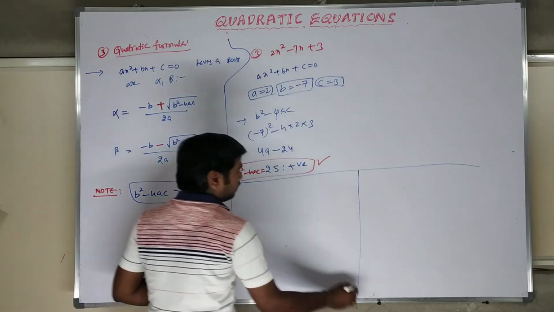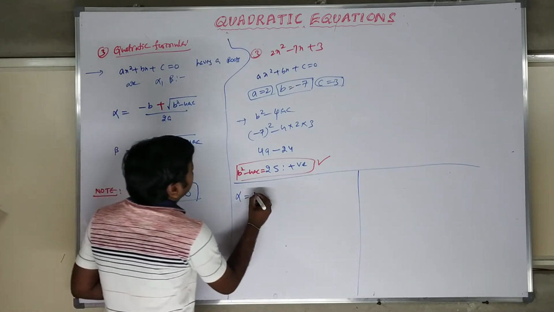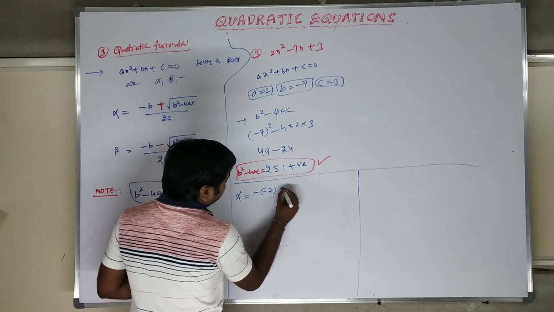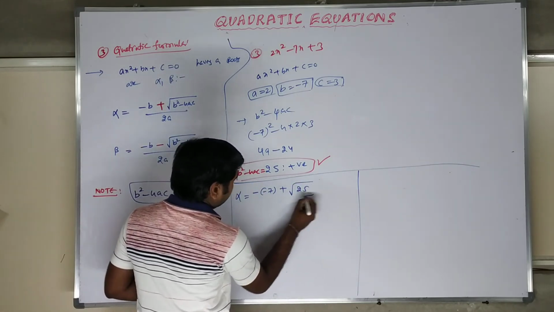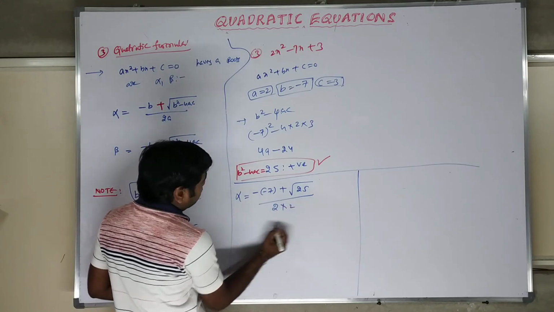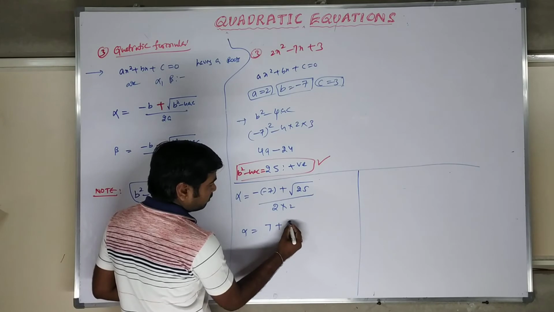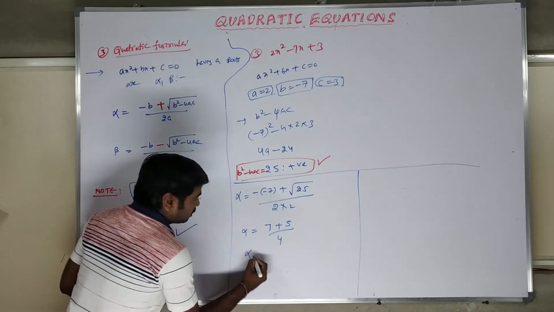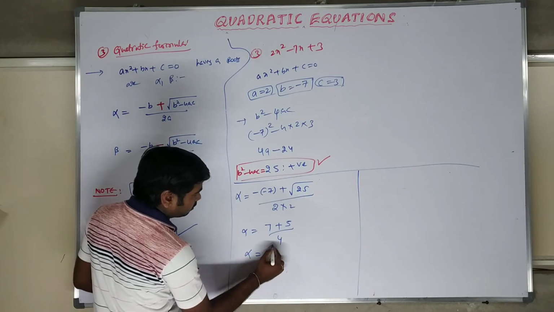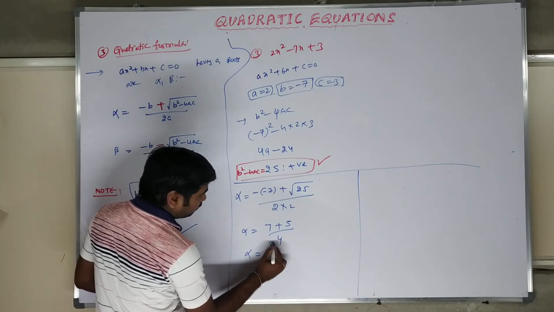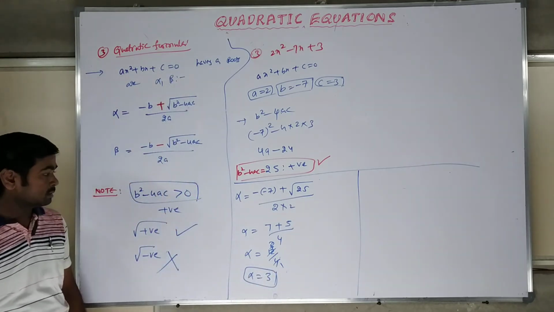Next, start applying alpha and beta. Alpha is equal to minus b, minus of minus 7, plus under root of b square minus 4ac, which is 25, by 2 into a. Alpha is equal to plus 7 plus root 25, which is 5, by 4. So 7 plus 5, 12 by 4. Nothing but alpha is equal to 4 threes are 12. Directly we write alpha is equal to 3. No need to wait for answers.